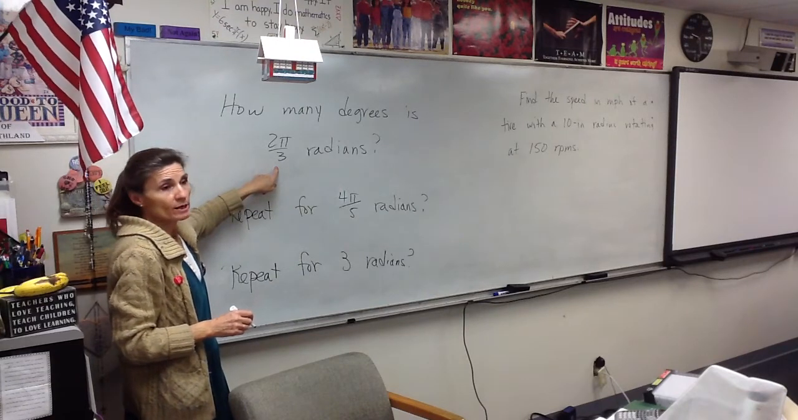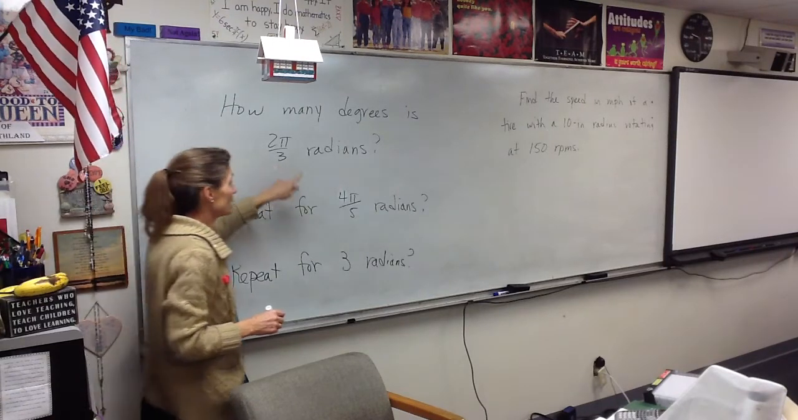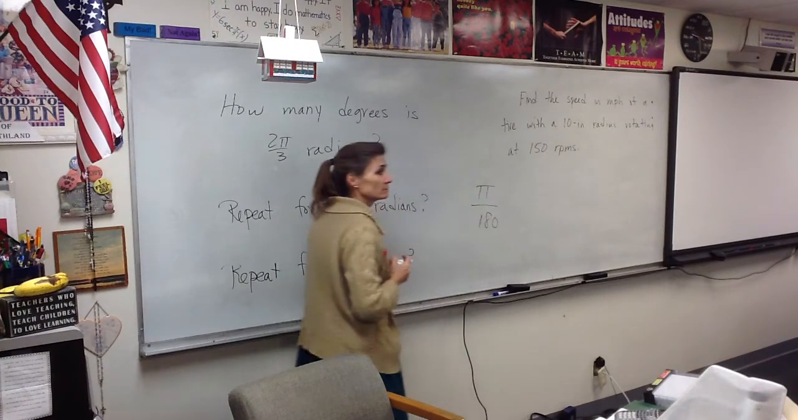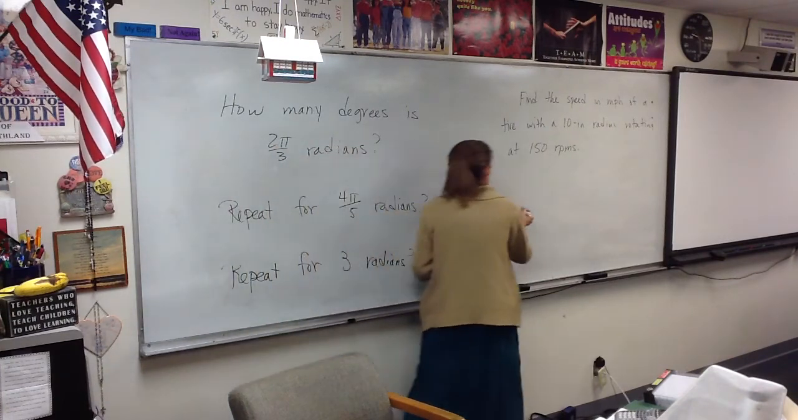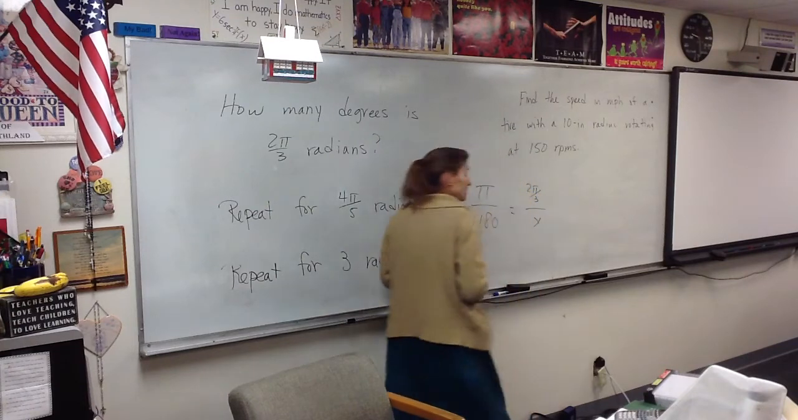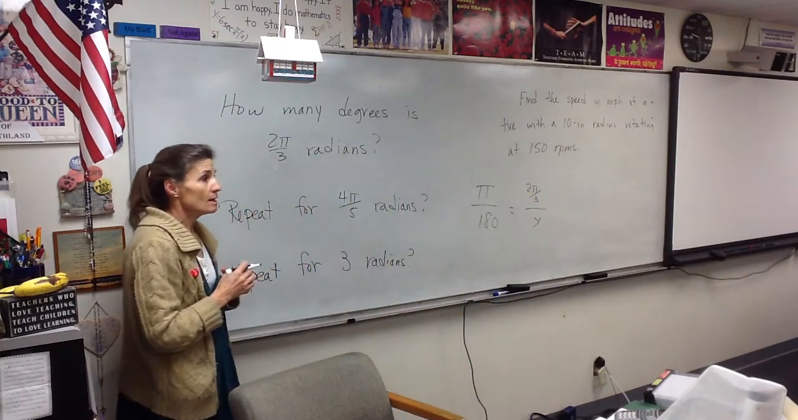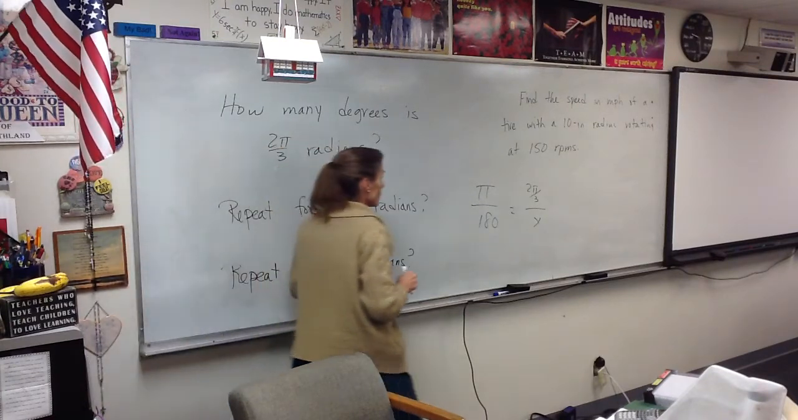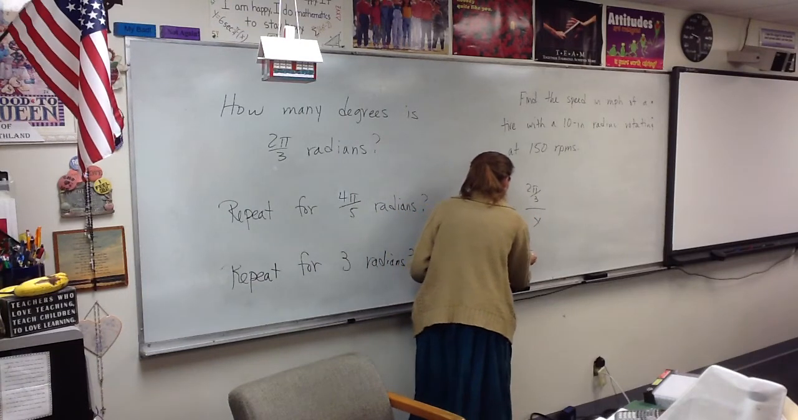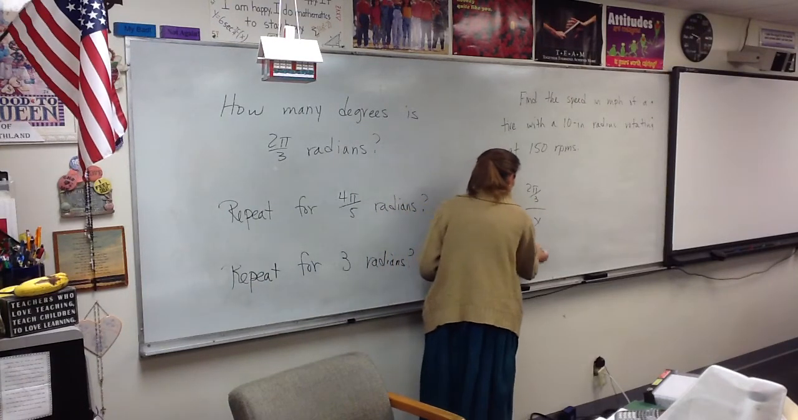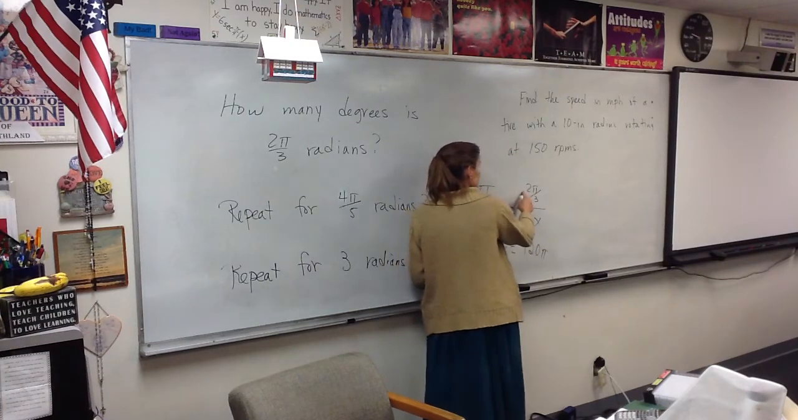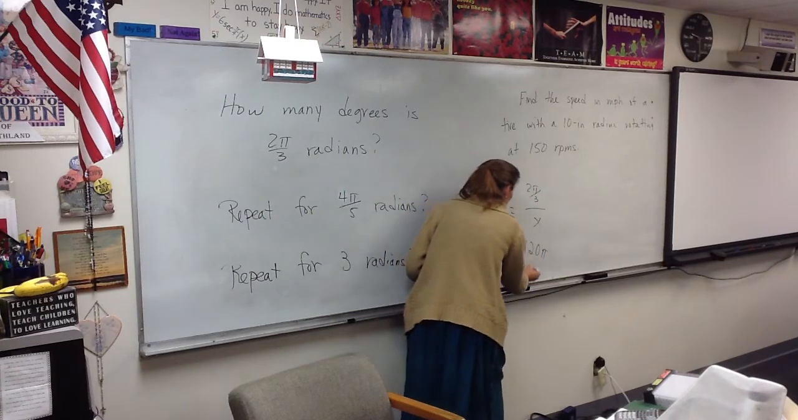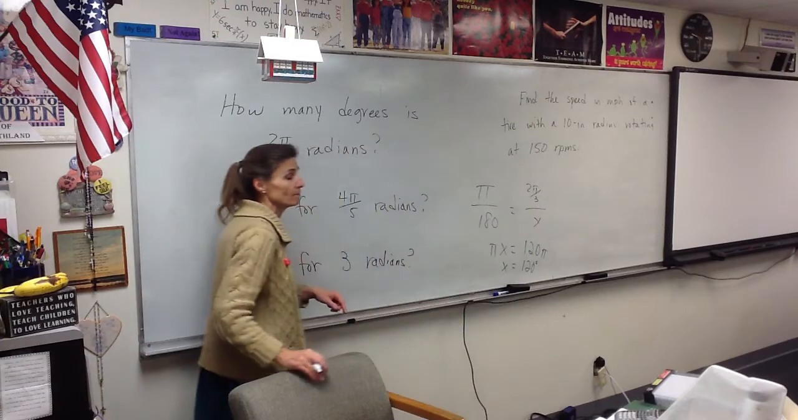A short and long way to do this problem. Did you think about saying, listen, I know pi is 180. So 2 pi over 3 would be what? Did anybody think about doing that? That's a very legit, official way to do it. So when you cross multiply, you get pi x equals 120 pi, because 180 times 2 is 360, divided by 3 is 120. We can divide both sides by pi, and x equals 120 degrees.